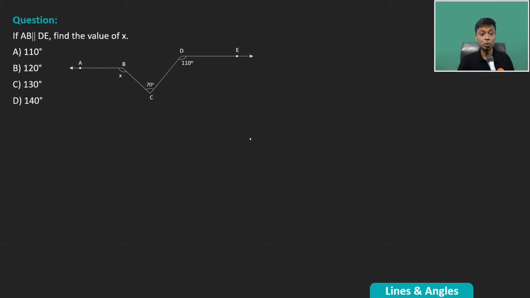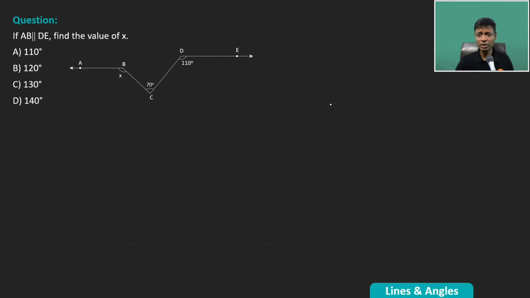AB is parallel to DE. Find the value of X. Wonderful, fabulous question. When there are two parallel lines, it doesn't look like they are cut by a transversal. When AB goes like this, DE goes like this.